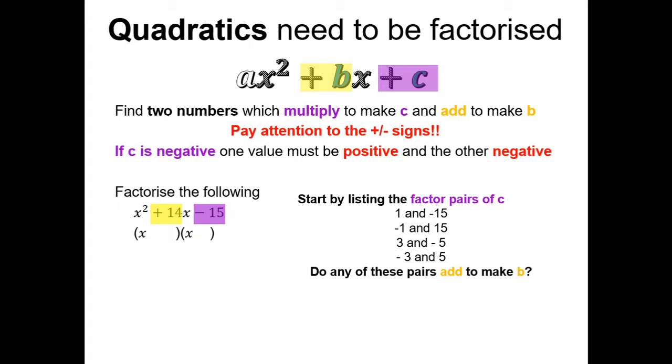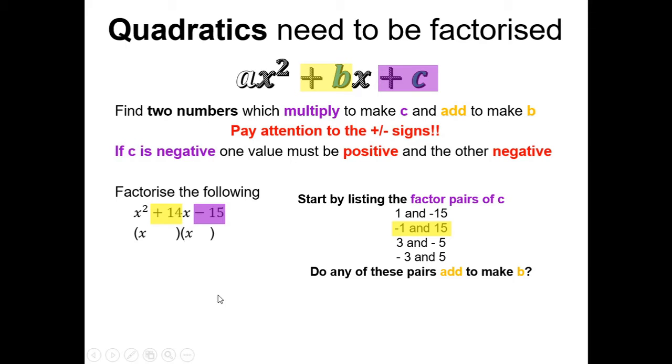So next, do any of those pairs add up to make b? Do any of those pairs add up to make positive 14? Let me give you a hint here. If you want them to add to make a positive number, you want the bigger of the numbers to be the positive one. 1 minus 15 is not going to make positive 14. 3 minus 5 is not going to make positive 14. So I'm looking at where I'm making the bigger number the positive number, and I think I've got my pair here. Negative 1 plus 15 makes positive 14. Okay, so those are my numbers.